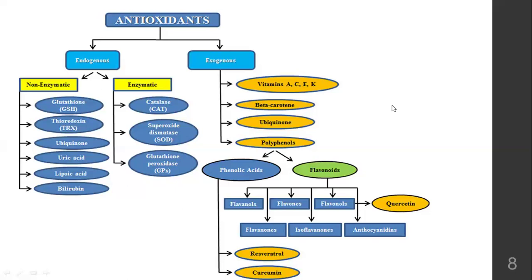Ubiquinone nowadays you will get as a supplement. It is already produced in your body as well. Ubiquinone is synthesized in your body. For the synthesis of ubiquinone, cholesterol is required. So it is already synthesized in your body. However, if you are a vegan or a vegetarian, you will require ubiquinone supplements.